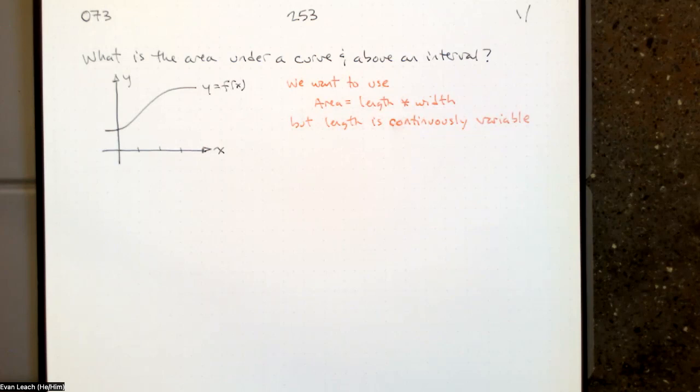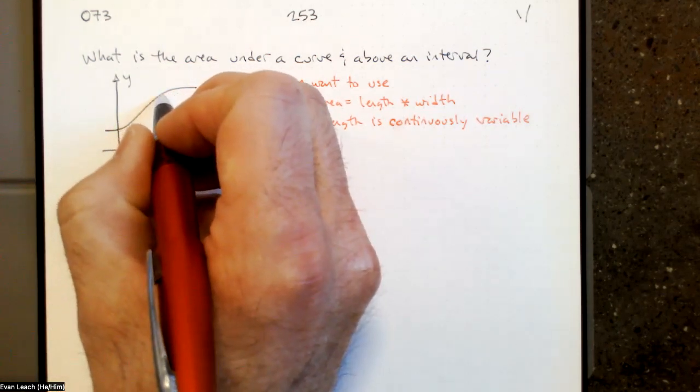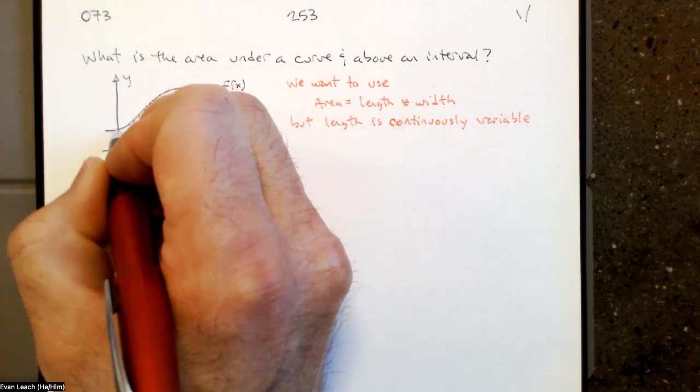So the same thing happens when we get to finding the area under a curve and above an interval. We want to find the area under a curve and above an interval. We want to use the basic idea of area. Area is just a length times a width. That's just how much space a flat thing is taking up. So I want to use area is equal to length times width, but the length is continuously variable. So I've got different values for the length at each different real number, and that is a problem.